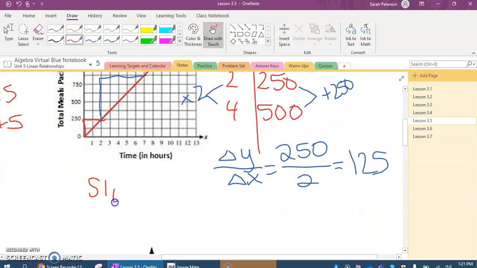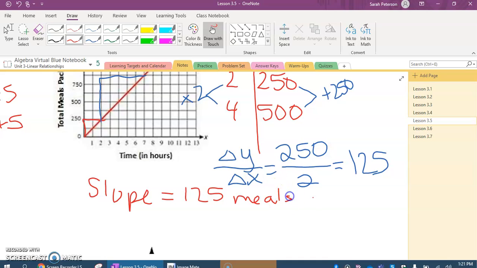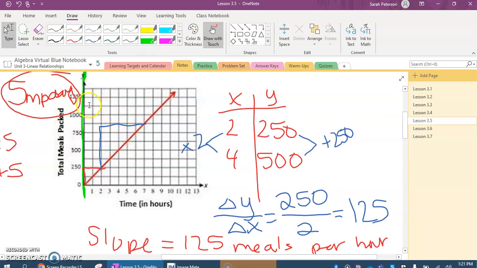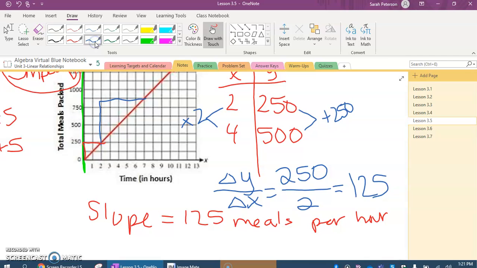So slope is 125 meals per hour. And real quick, my y-intercept here is wherever this line hits the y-axis, which you can see right here is (0, 0). So again, my y-intercept is 0 here. My starting point is 0.